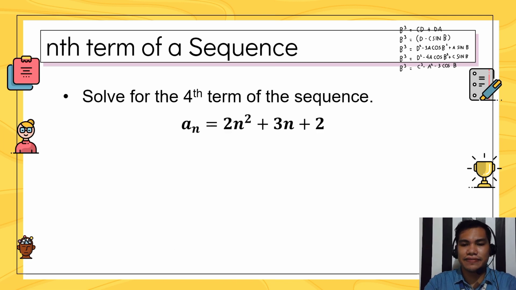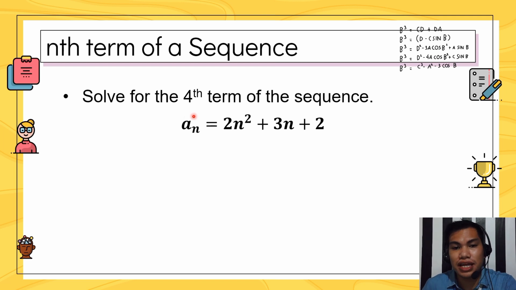Sige, let's have the following example. Solve for the fourth term of the sequence a sub n is equal to 2n squared plus 3n plus 2. Murag libog siya ba? Pero sige, tanaw na to. Ang ginapangayo sa question, fourth term. Fourth, meaning, ang ikaupat lang.